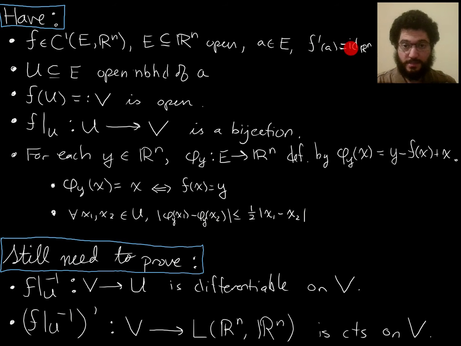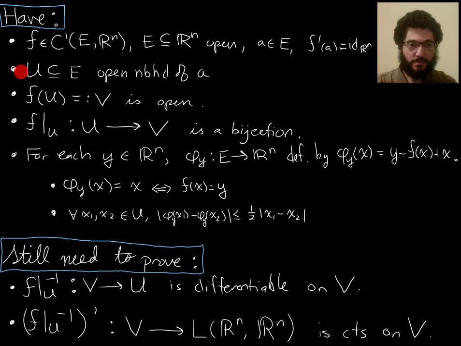First, we have the assumptions that we're allowed for the sake of the theorem. We have a C1 function on an open set E, and it's a function of n variables with n outputs, the same n here and here. And A is a point in E where f prime of A is the identity. Remember, that was because we reduced the theorem to a special case where the derivative is the identity map.